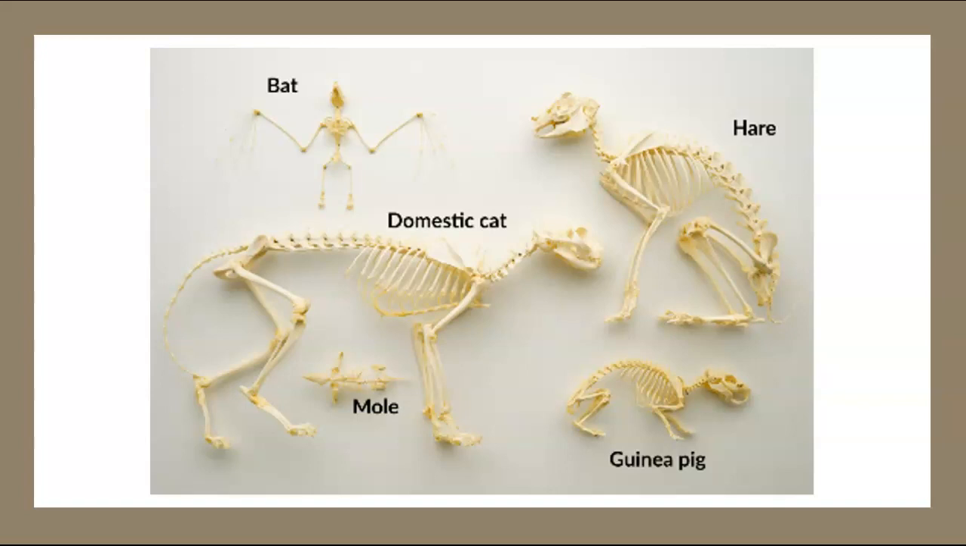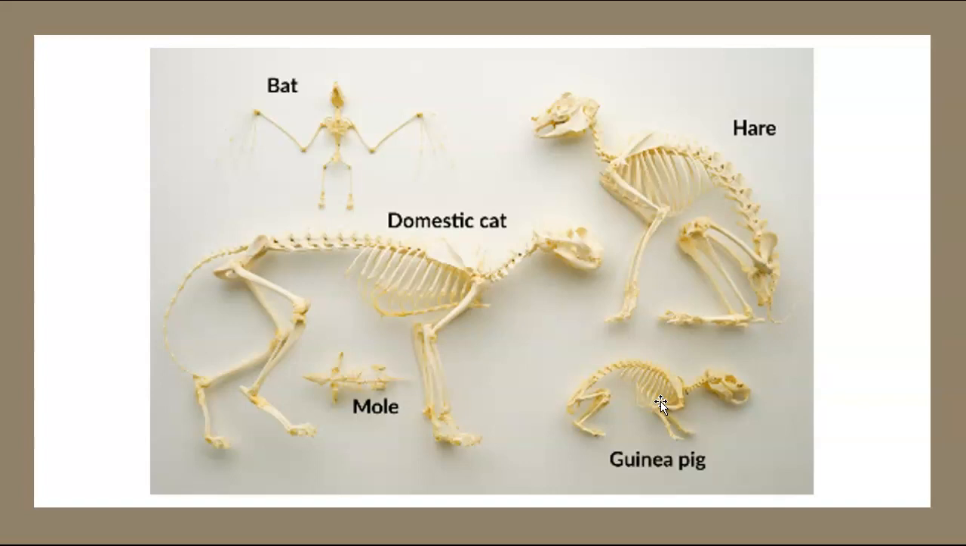Okay, here they are. This is also in your content if you would like to look at it from that aspect. So we have a bat. This is a hare, a bunny. This is the domestic cat. This one is a mole. I found this one a little bit difficult to see the bones, and the guinea pig as well. They're just a little small on here. But like I said, you can check it out in your content, and it does allow you to zoom in a little bit. And we're looking for homologous structures, so homologous bones specifically.